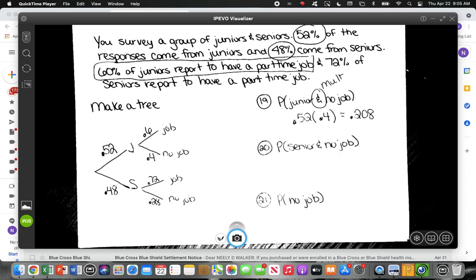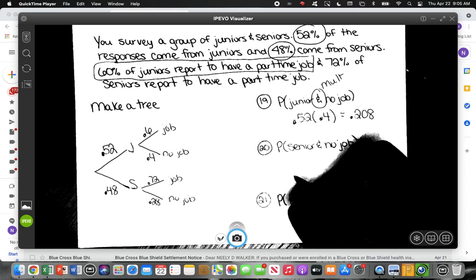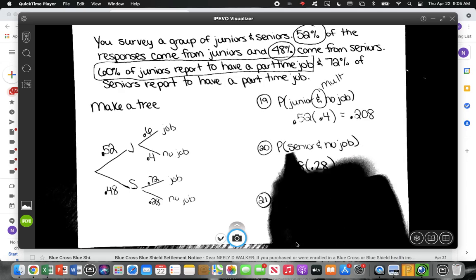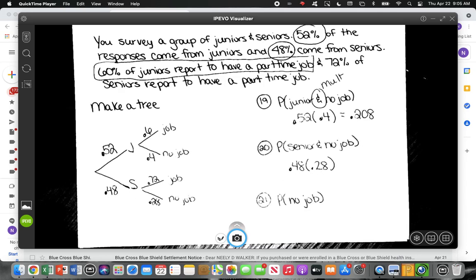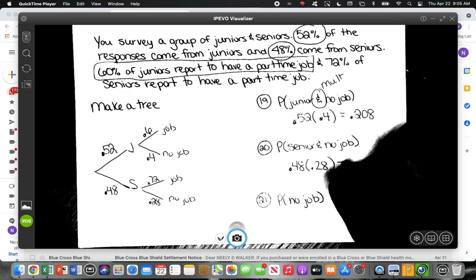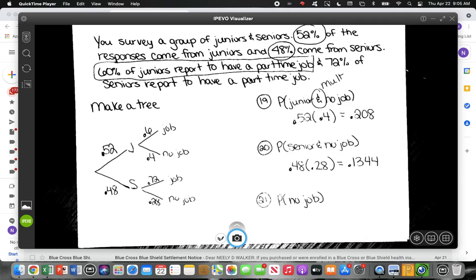Now what about senior and no job? What am I going to multiply? 0.48 times 0.28. Senior, no job, 0.48, 0.28. And I got this: 0.1344.